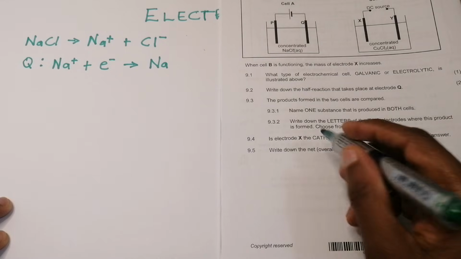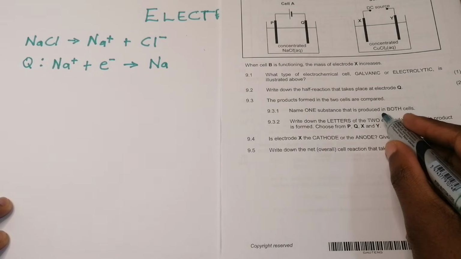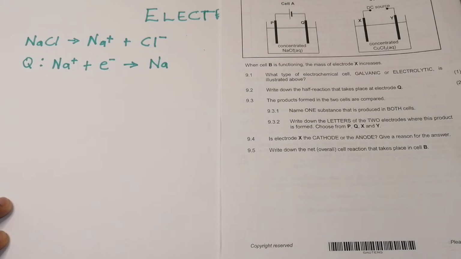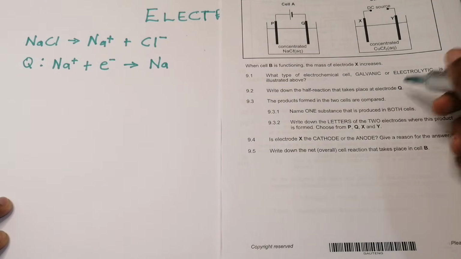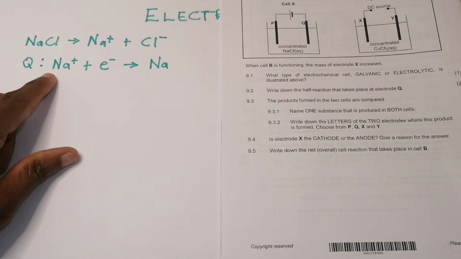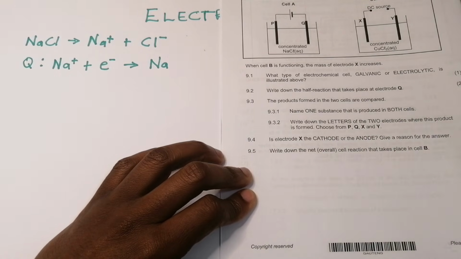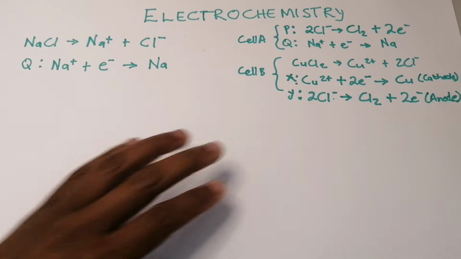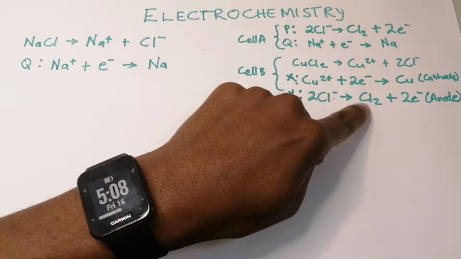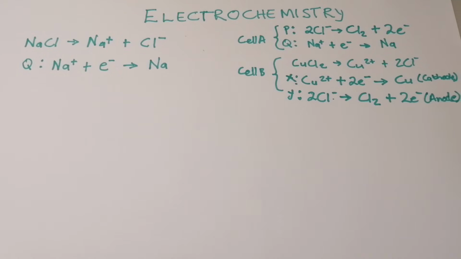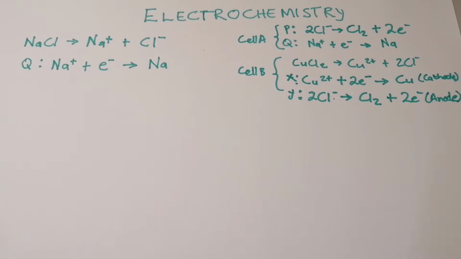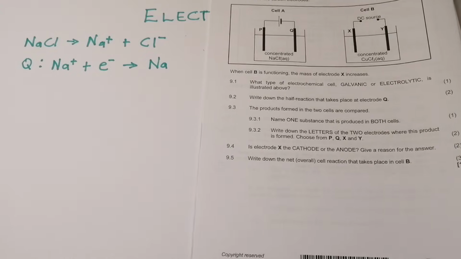So they say write down the substance that is produced in both cells. It's easy now to compare. Yeah, we did answer 9.2, right? We did say write down the half reaction that takes place at electrode Q. Now we are comparing. They say name the one substance that is produced in both cells. So definitely in both cells, what are you producing? You are going to produce chlorine in both of them. So that would be chlorine.